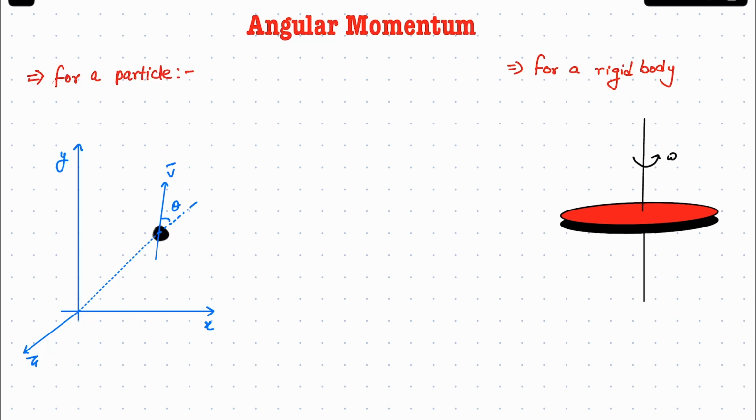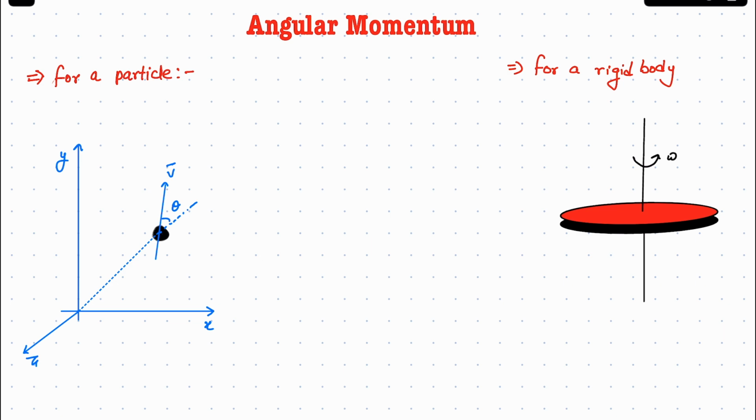So here we are going to talk about the angular momentum. First, I have taken a particle. I will discuss the angular momentum of the particle, and then we will discuss the angular momentum of the rigid body. And then after this, we will also discuss a question from the JEE Mains.